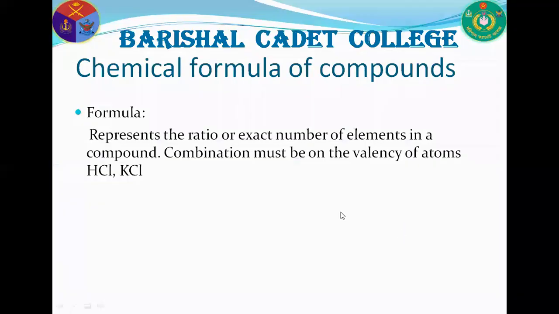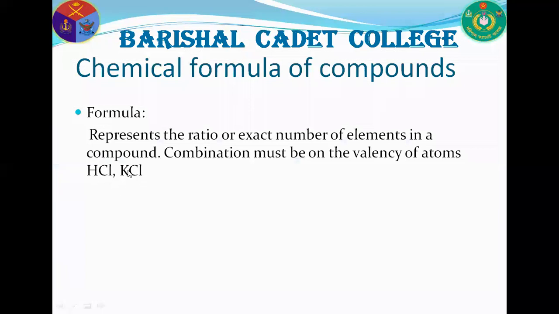Chemical formula of the compounds. By combining the valency of the elements which combine with each other and exchanging their valency, we form the chemical formula. Suppose hydrochloric acid: the valency of hydrogen is 1, the valency of chlorine is 1. They exchange their valency and form a neutral compound.